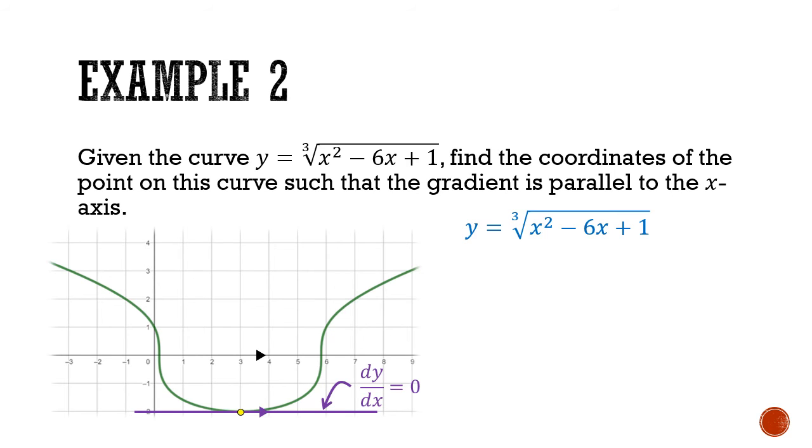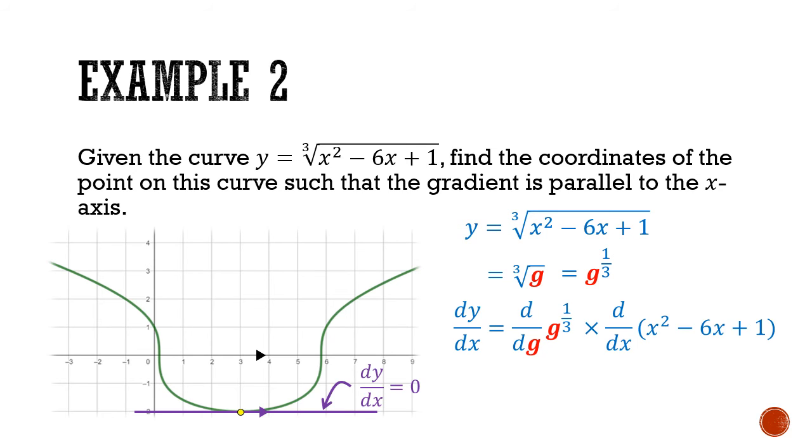We can take the equation, and first we'll let the inner function x squared minus 6x plus 1 be equal to g. So we can convert it to the cube root of g, and we can rewrite that as g to the power of 1/3. To find the derivative, first we're going to differentiate this with respect to g. Next, we have to multiply by the chain.